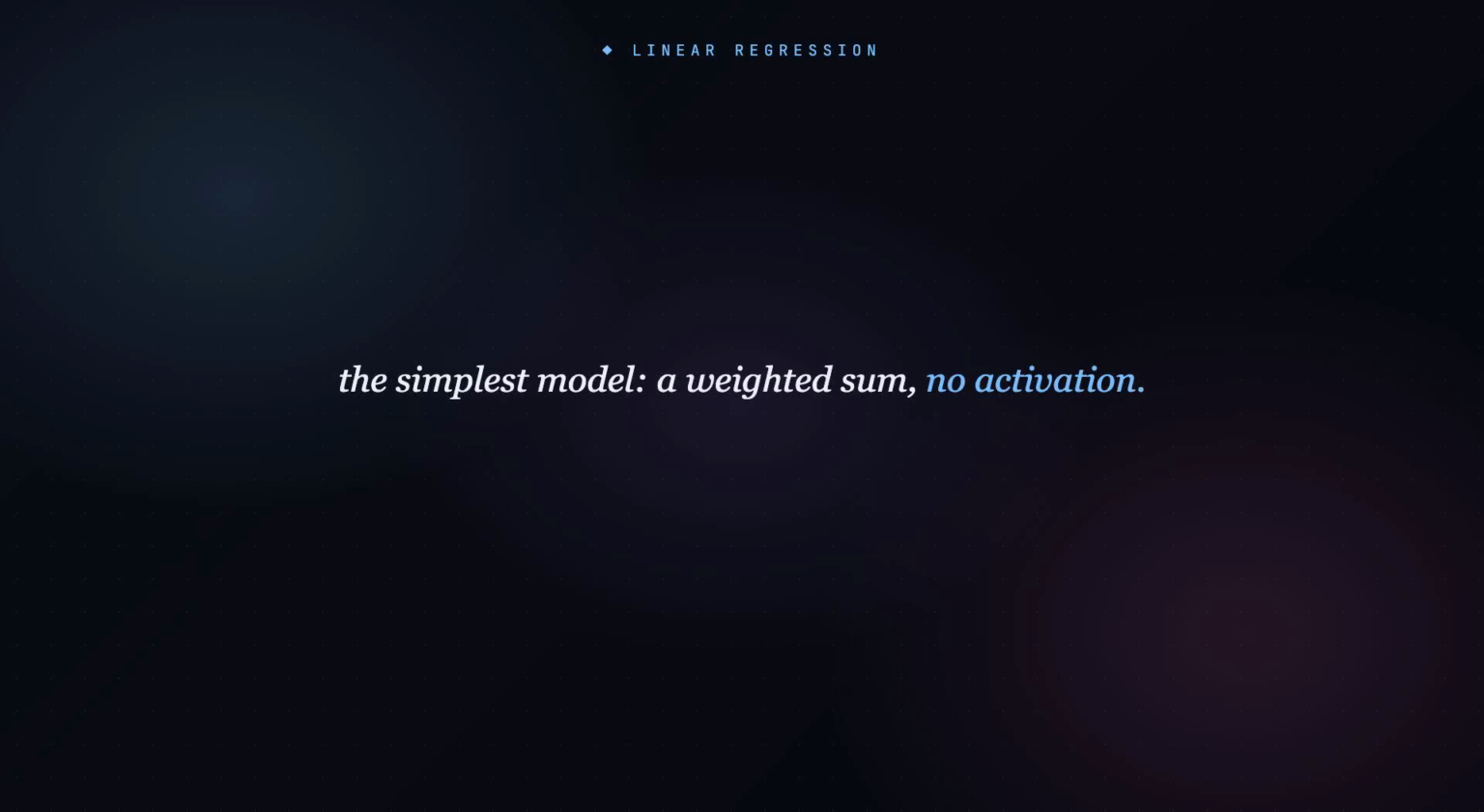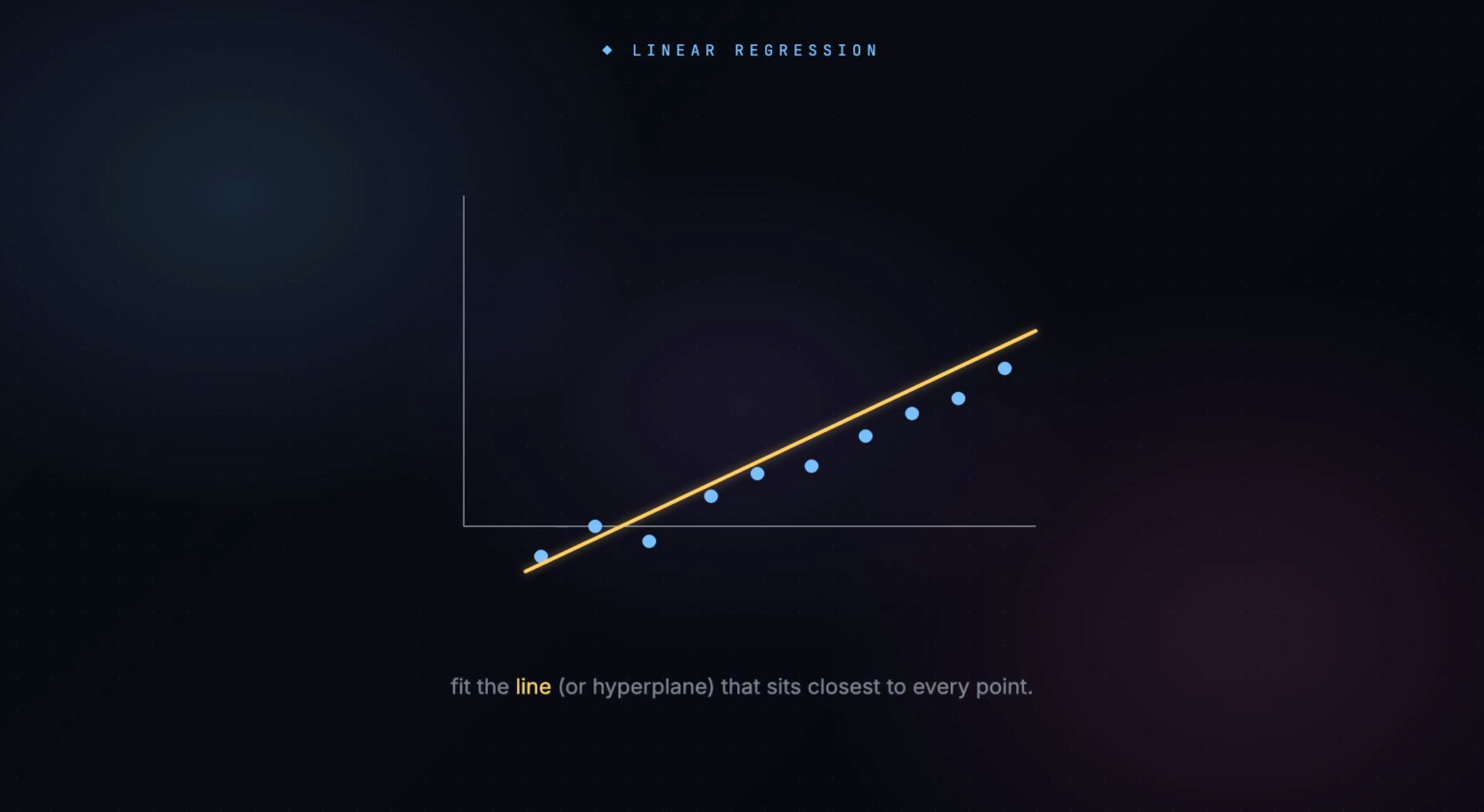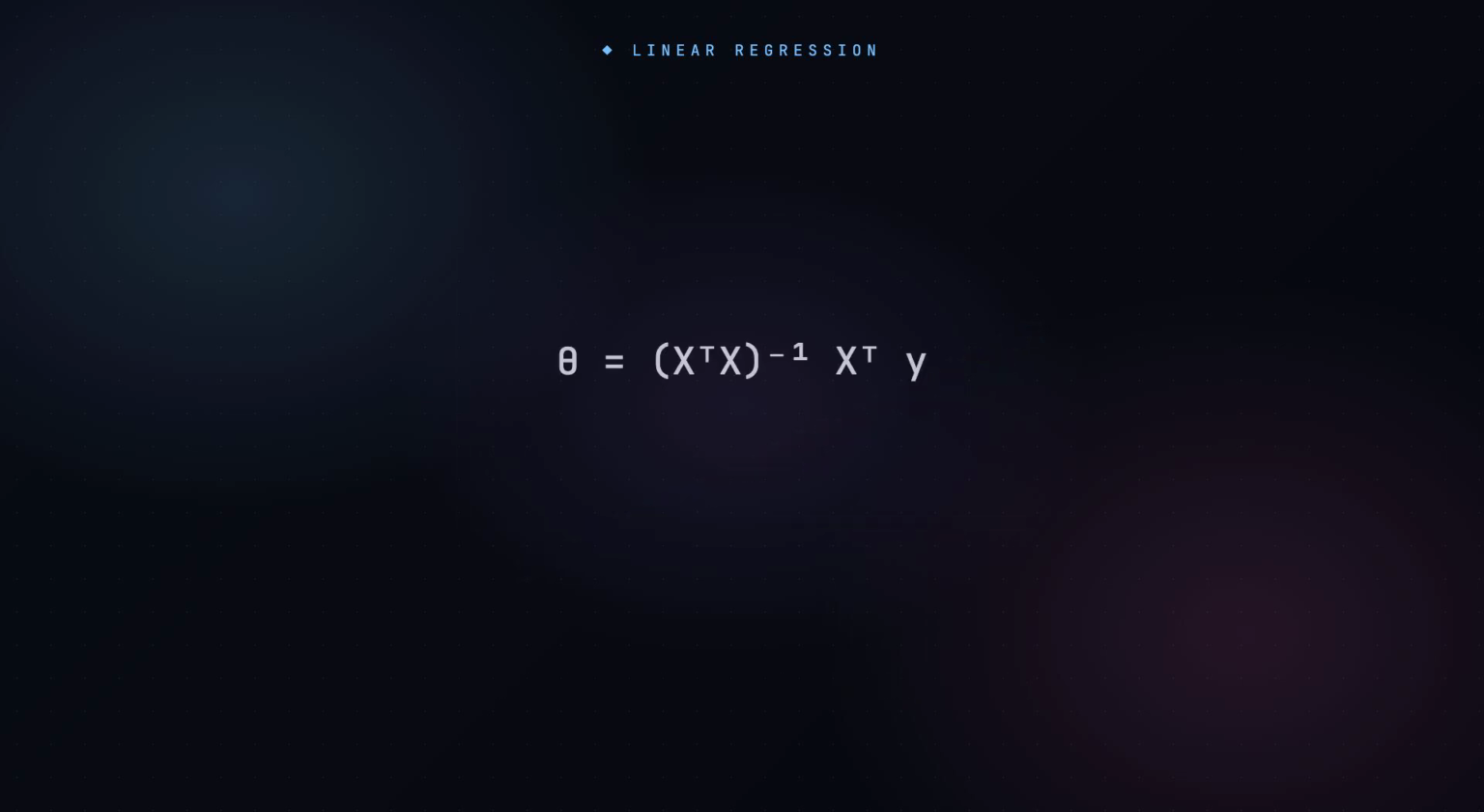Start with the simplest model there is, a weighted sum of the inputs with no activation on top. Y hat equals w1x1 plus w2x2 and so on plus a bias. Geometrically, you are fitting the straight line, or in many dimensions, the flat hyperplane that sits as close as possible to every data point. And the beautiful part, you don't even need gradient descent. Calculus hands you the answer in closed form.